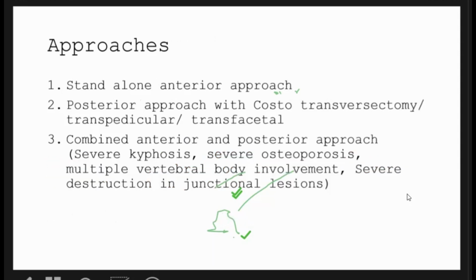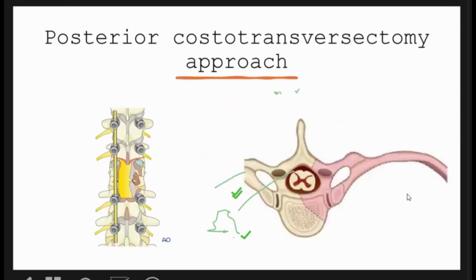So there are various ways we operate. We can go from the front or from the back. Commonly, if you take the thoracic spine, going front and back is a big trauma to the patient. We tend to all go from the back at the moment.